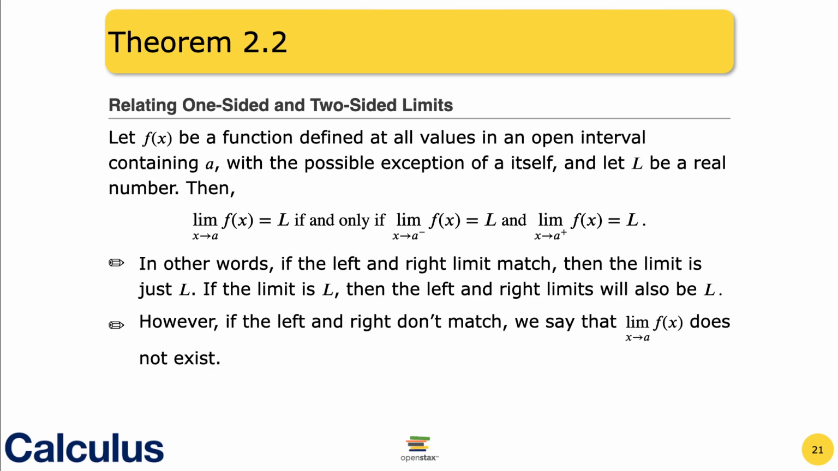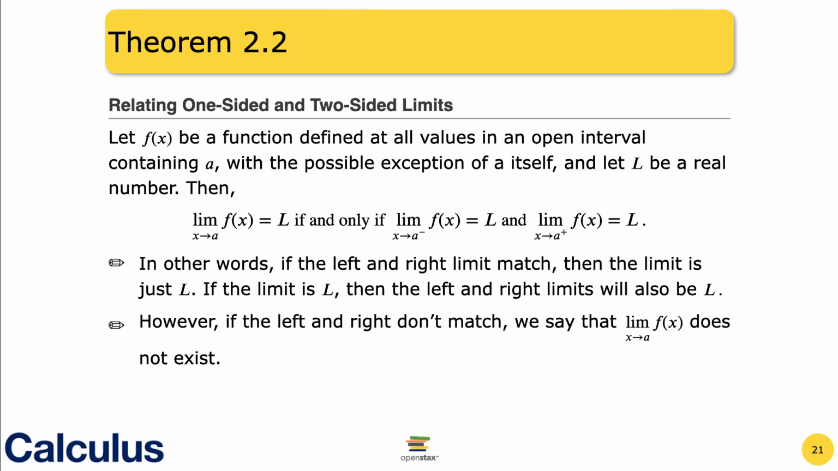Theorem 2.2. Relating one-sided and two-sided limits. Let f be a function defined at all values on an open interval containing a, with the possible exception of a itself, and let L be a real number. Then the limit as x approaches a of f of x equals L, if and only if the limit as x approaches a from the left of f of x equals L, and the limit as x approaches a from the right of f of x equals L.